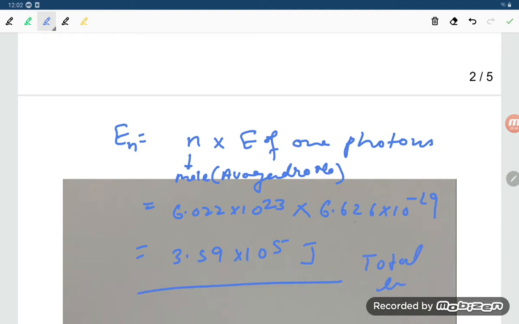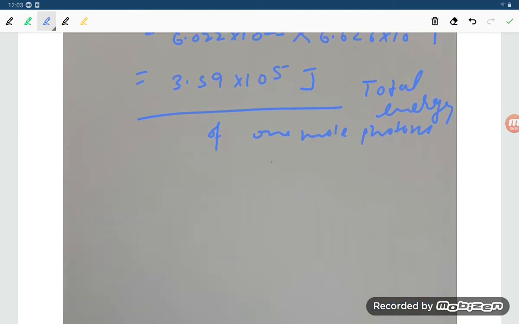This is the total energy of 1 mole of photons. Okay, now what will be the next heading, student? The next point which we have to solve is that, now that kinetic energy and total energy we got, we can calculate the work function.